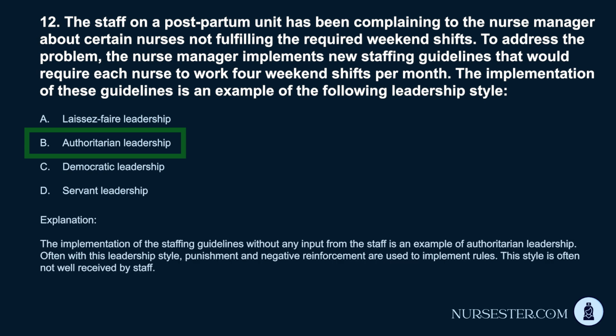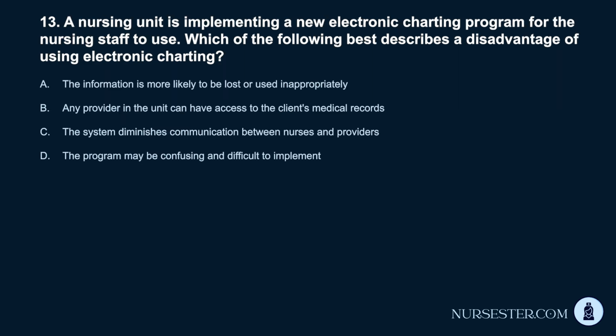The implementation of the staffing guidelines without any input from the staff is an example of authoritarian leadership. Often with this leadership style, punishment and negative reinforcement are used to implement rules. This style is often not well received by staff.